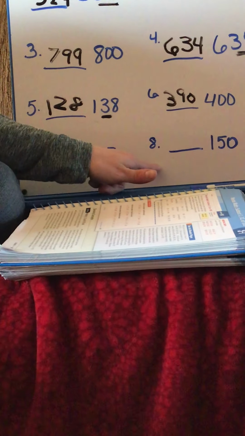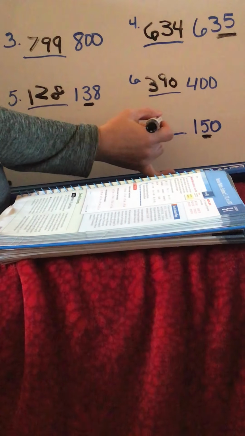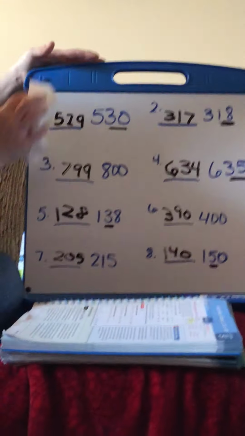And then number 8, I have 150. Now look at the tens place. What number comes before 5? 4. So 140. All right. Now I'm going to keep going. I'm going to erase this, so hopefully you've been writing this down. And erase this, and we're going to do the next part.